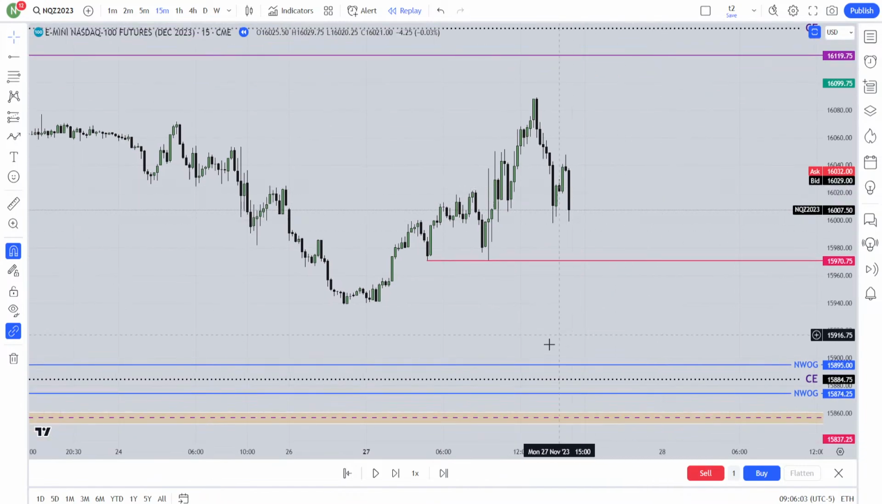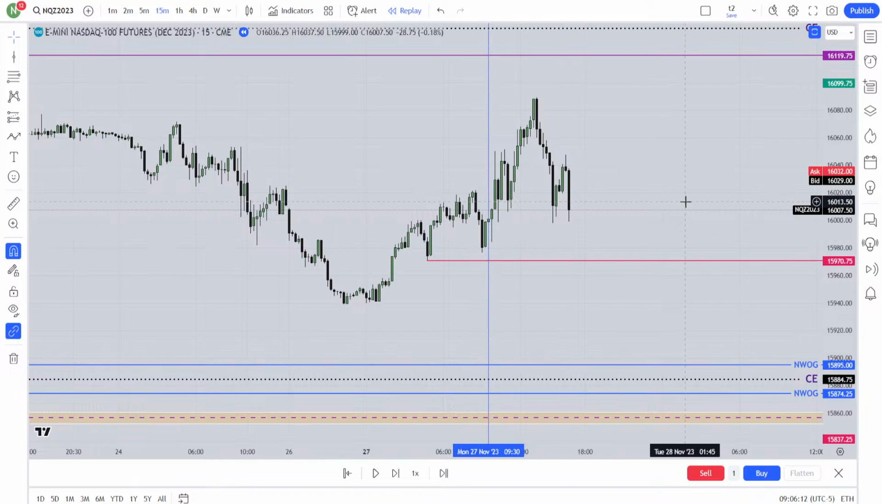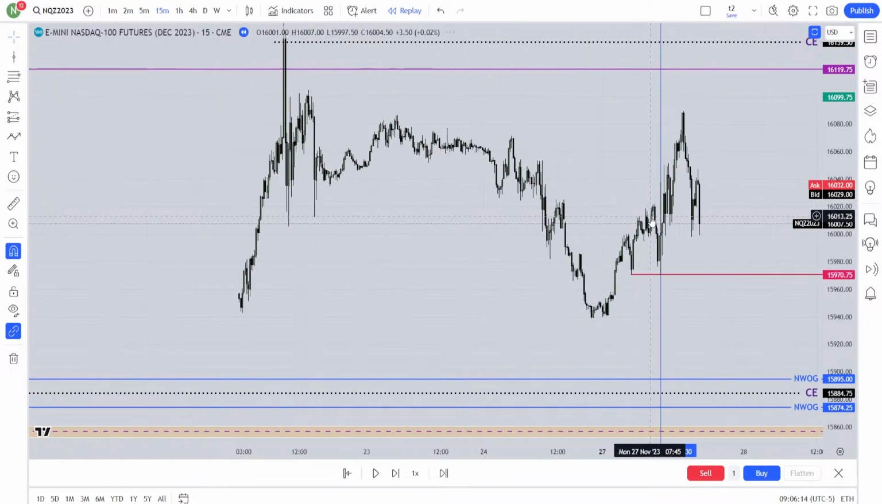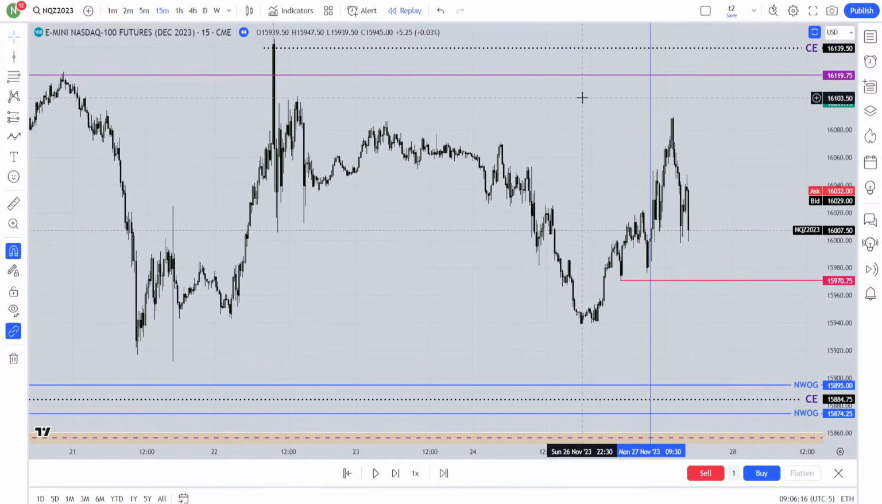Okay, let me actually go for the session. So this is 9:30. I would love to talk about the backtesting first, then I'll go further.